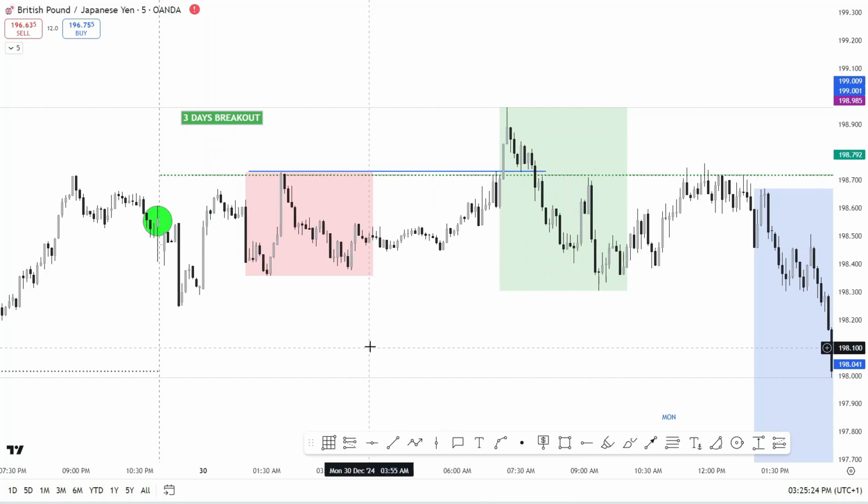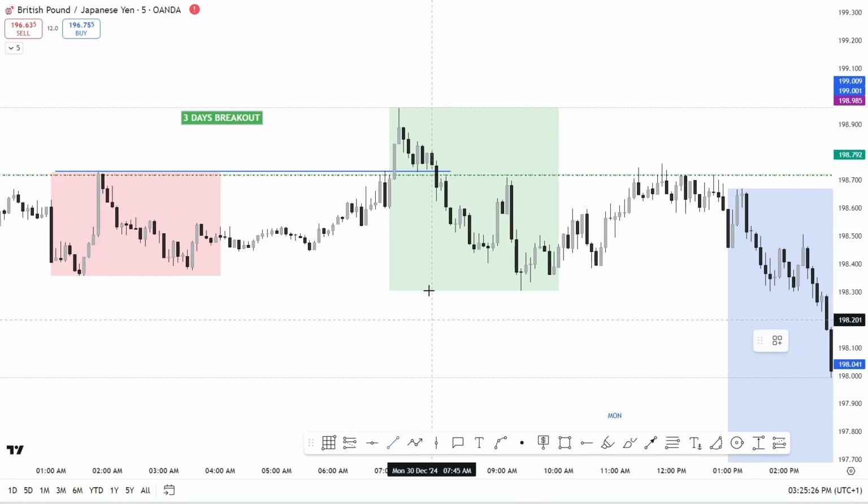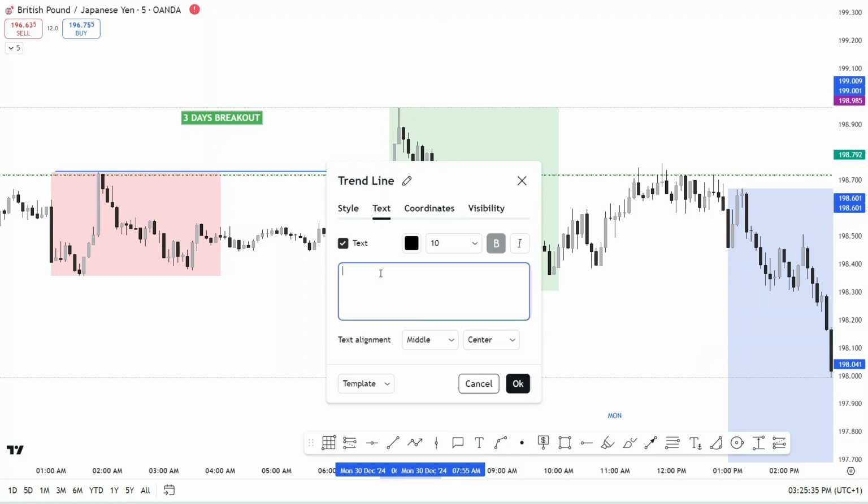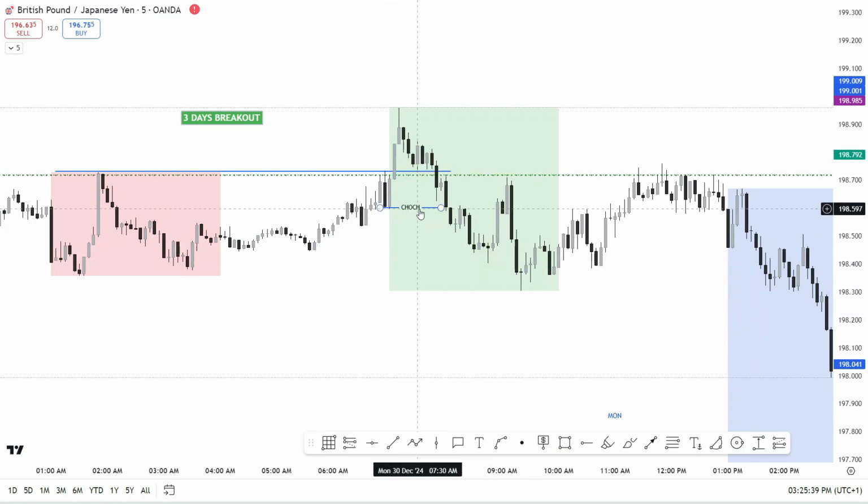and immediately we see this. All right, so this is what is called change of character. Whatever you want to call it, that's not the most important thing. The most important thing is that you understand the concept. So we have this as a change of character or market structure shift.